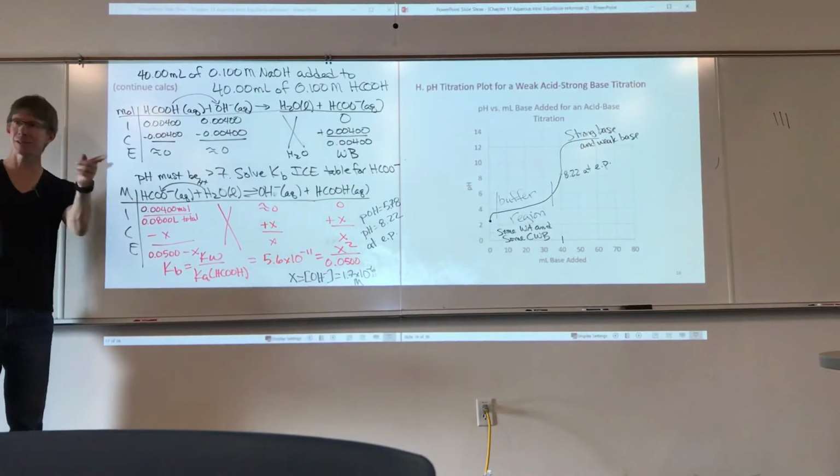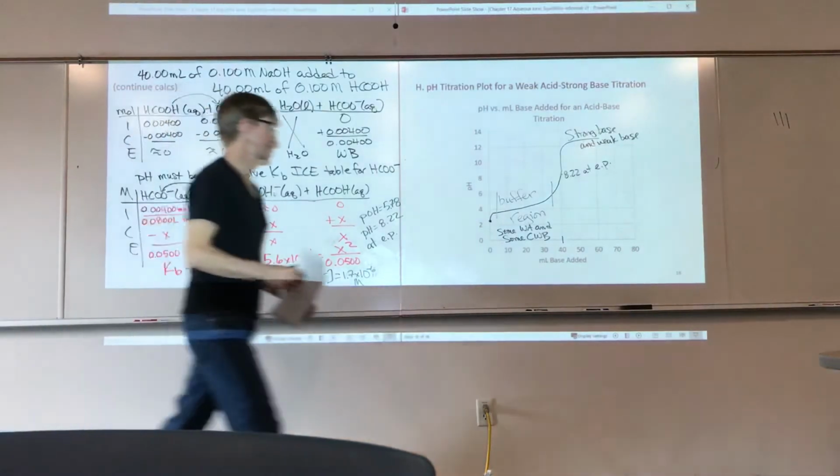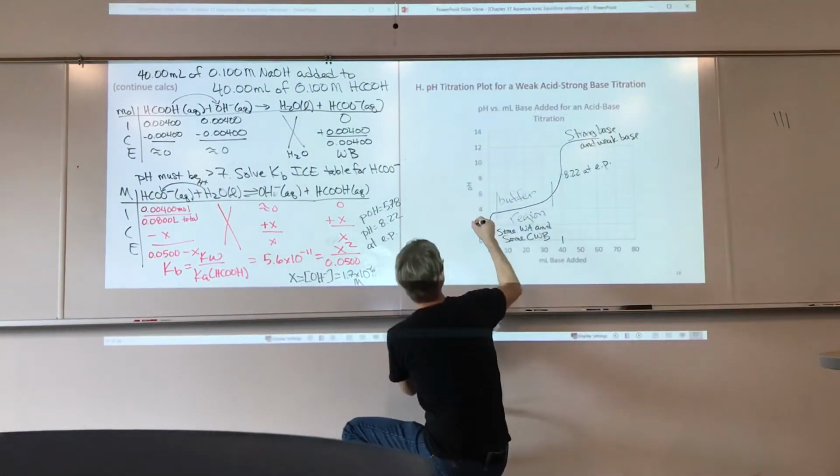Yeah. David and then Marissa? So for the initial point on the graph, is that what we calculated, the acid with the water at first? Yes. So this is our 2.37.